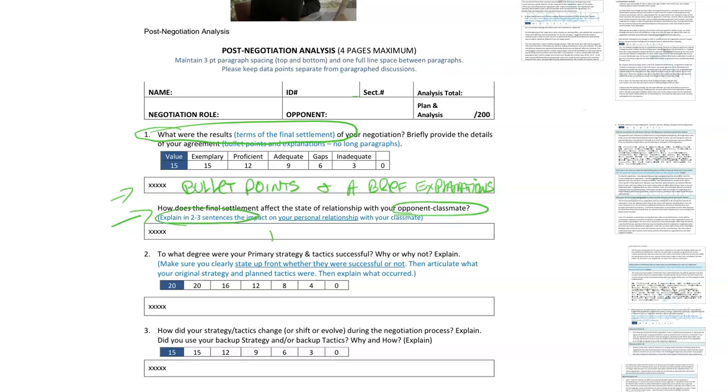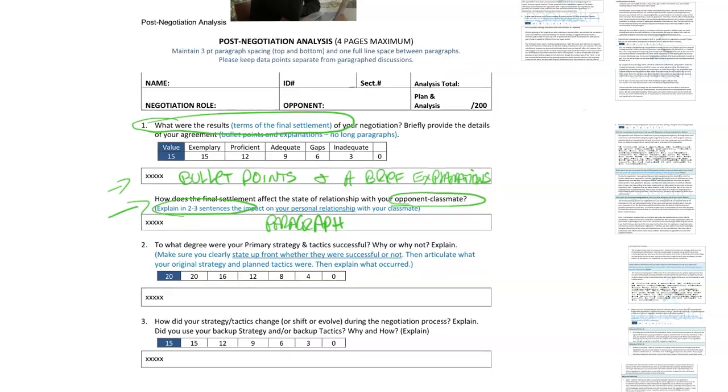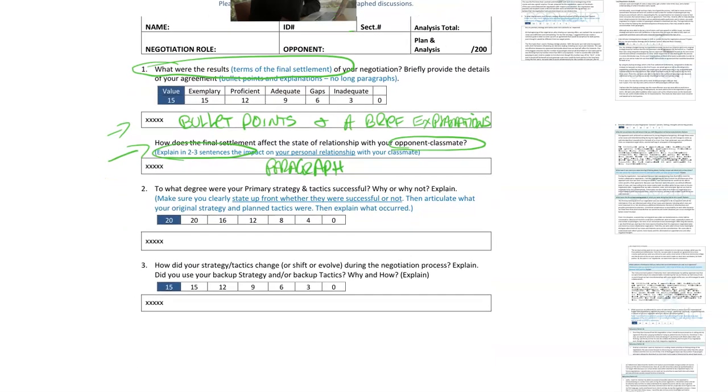So this is basically a simple paragraph, and think about what happened as you negotiated. How do you think the different interactions you had over the time that you had for the negotiation impacted the person you actually negotiated with? Did it improve it? Were you friends with them and perhaps the negotiation impacted your friendship negatively? Whatever it is.